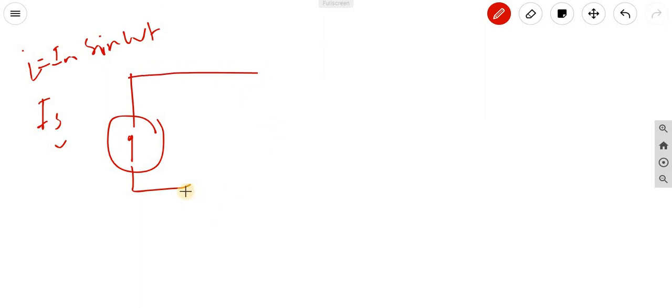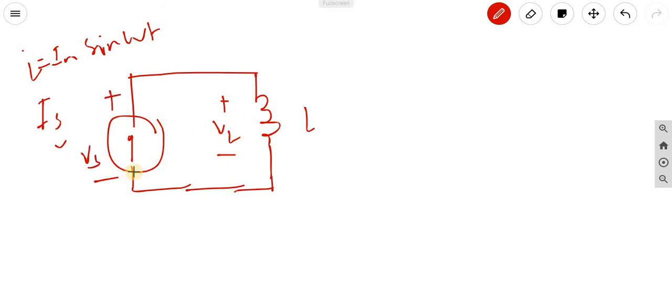Clear? And the pure inductor we can consider. Across this inductor we can consider VL. What is the voltage across the inductor, and the voltage across the current source? Across this current source we can consider the voltage Vs. These are also connected in parallel, so Vs and VL would be the same. This is the RMS value.